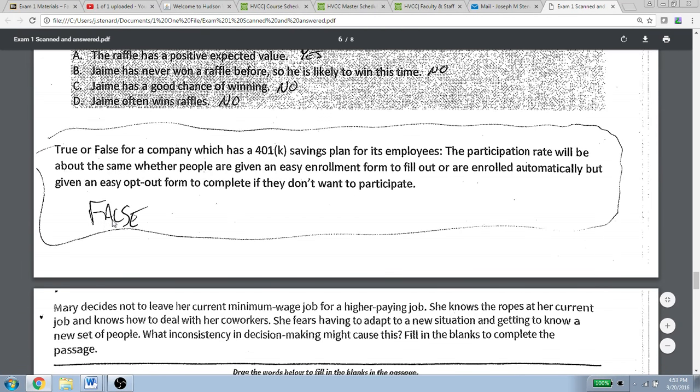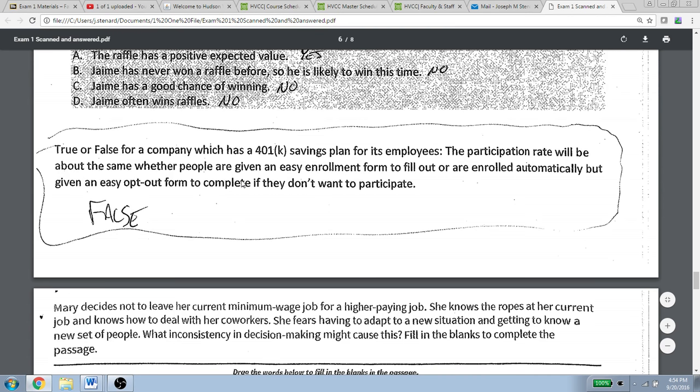And that is false. Research has shown that when you have an opt-in program, fewer people will opt in. And if you have an opt-out program, then more people will stay signed up because it's more trouble to fill out the form to opt out. So if you want people to participate, have them opt in.